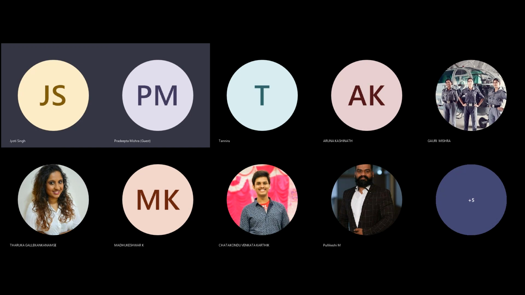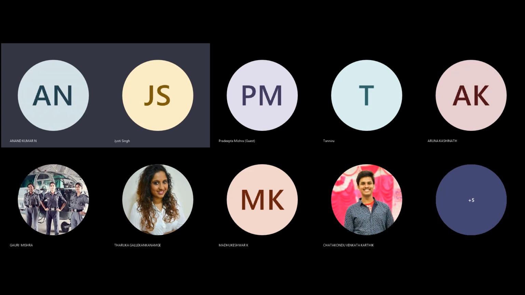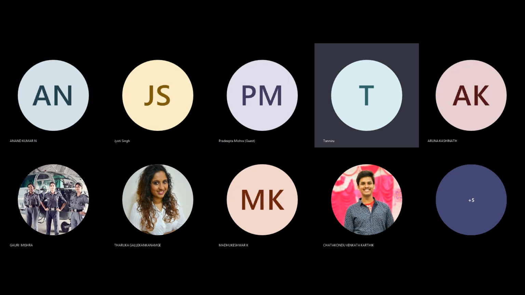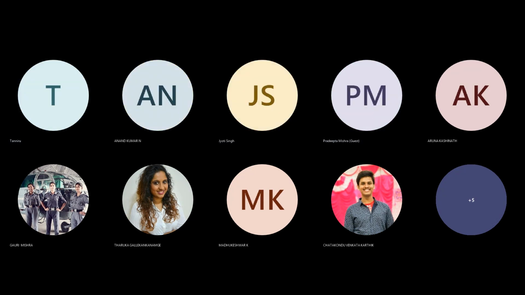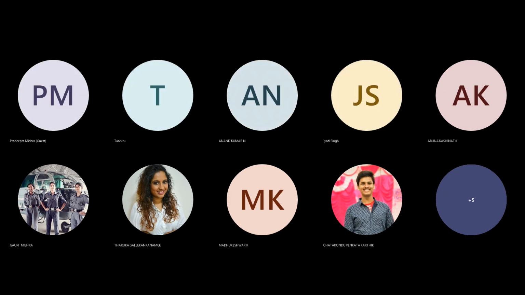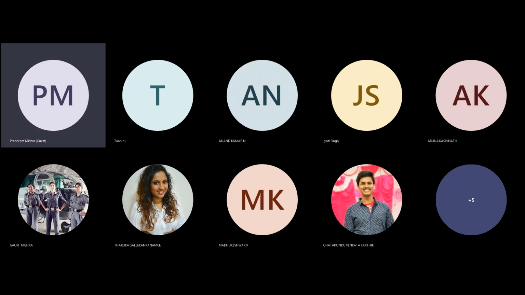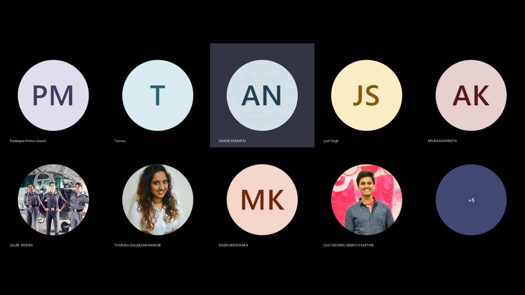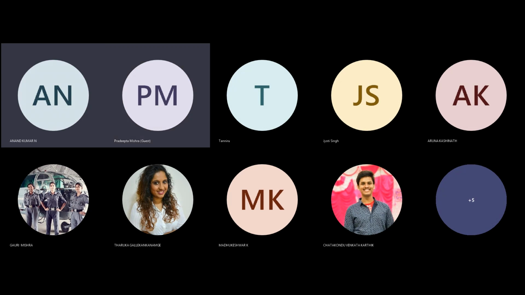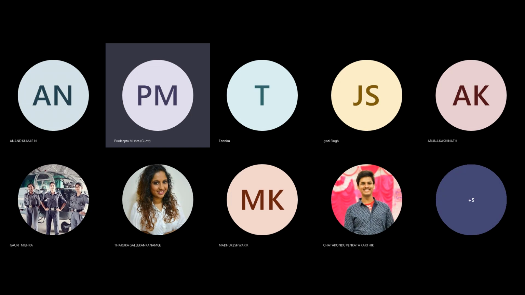RDD is a distributed collection of data spread across many machines in the cluster. Yeah, RDDs are immutable. What about data frame? Data frame is also RDD, a distributed collection of data, but organized into columns, like named columns. That is still immutable, right?